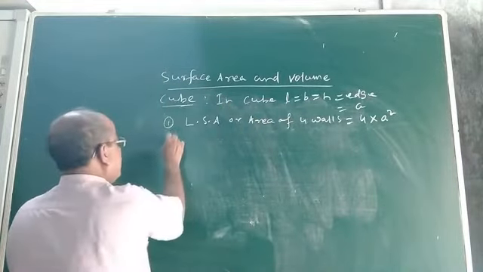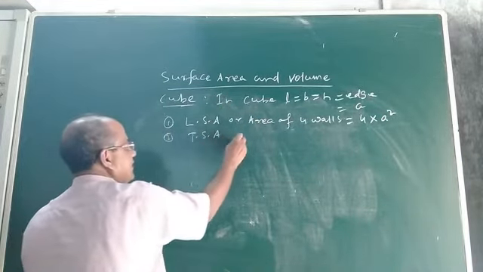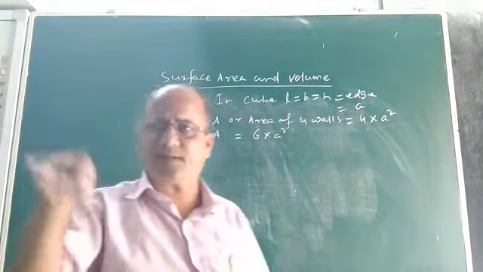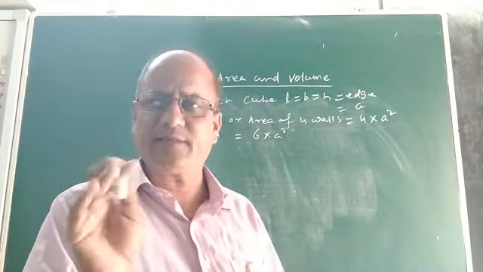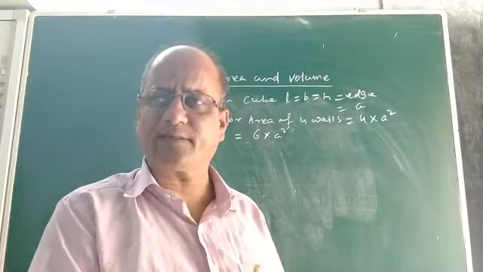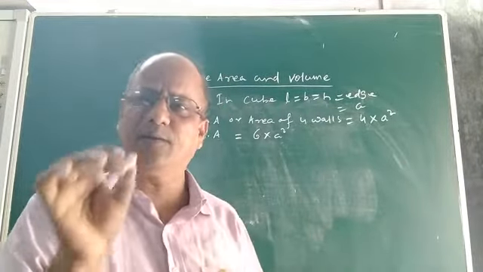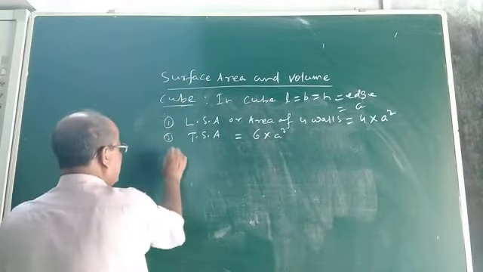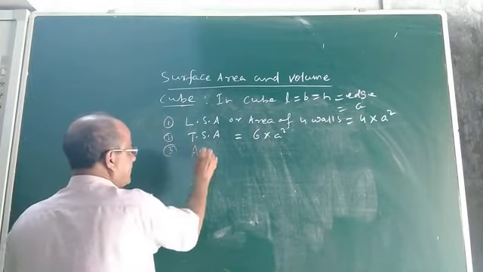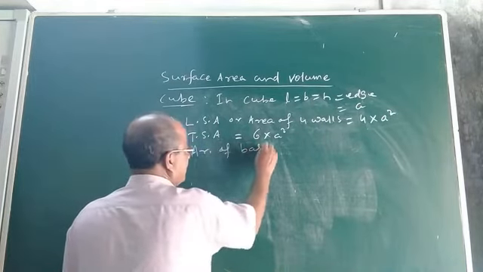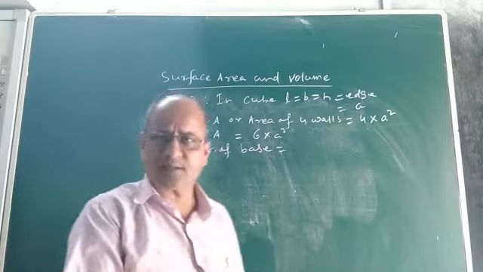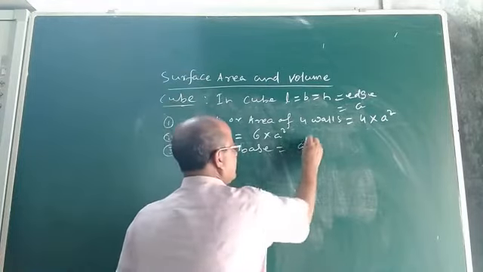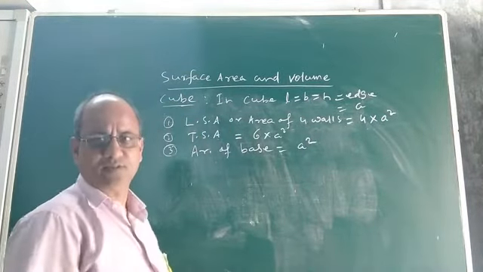Okay. Now, what will be the total surface area? The total surface area of a cube will be 6 into a square because all the faces or surfaces are squares having the same area, that is a square. So as there are 6 faces, the total surface area of a cube will be 6 a square. Next, what will be the area of base of a cube? As the base is a square, its area will be a into a, or a square. So this is the formula to find the area of base of a cube.